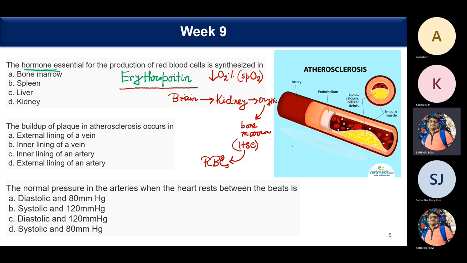Now I'll ask you a small question, solve by yourself or try to find out why kidney only evolved. Kind of question that you should think about. Why did kidney evolve to make erythropoietin? Why not some other organ? Why not bone marrow itself?